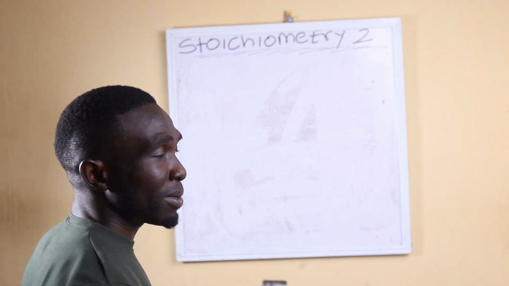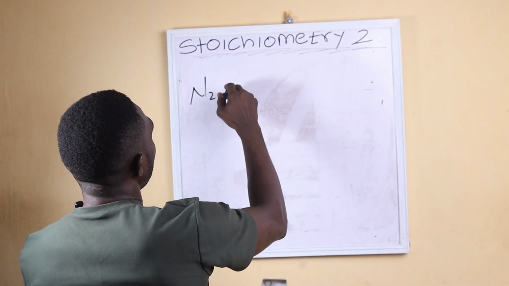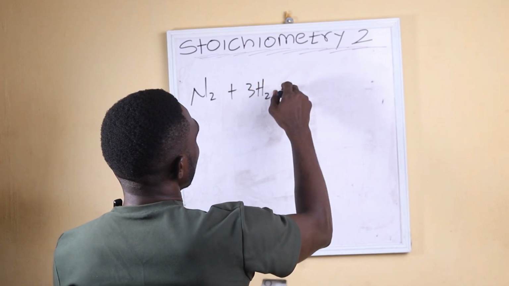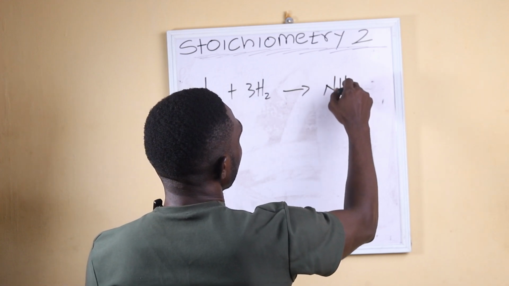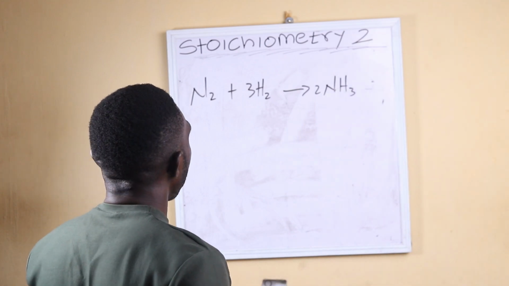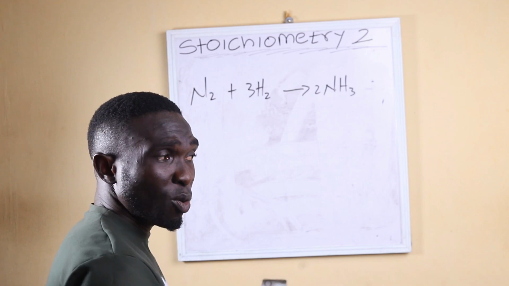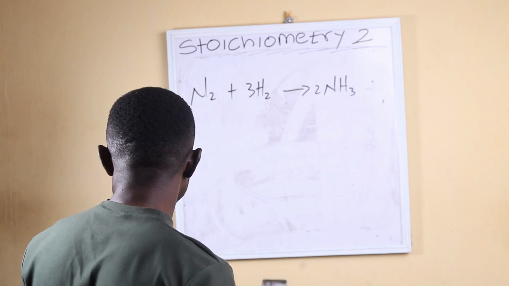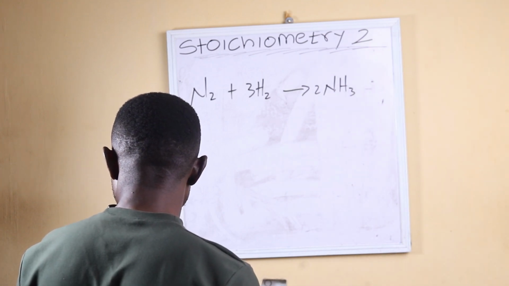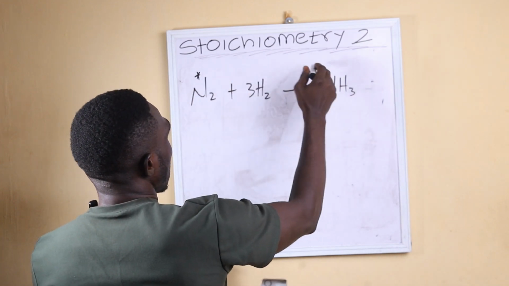So looking at that problem type, from the balanced equation, we have that nitrogen gas combines with 3 moles of hydrogen gas to produce ammonia, 2 moles there. All right, so now that stoichiometry, what does it connect? Now this stoichiometry here connects nitrogen with ammonia.